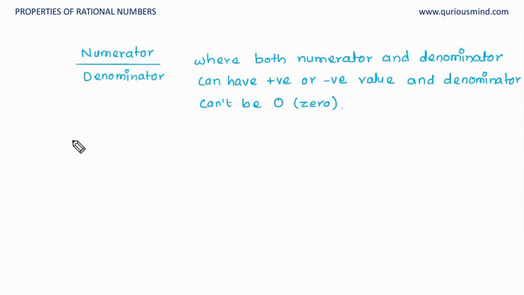So we saw I can write a rational number as minus 3 upon 4, or I can write it as 3 upon minus 4. Or I can have a rational number minus 3 upon minus 4, or even 3 upon 4. So here numerator is negative, denominator is positive. Numerator is positive, denominator is negative. Both numerator and denominator are negative. Both numerator and denominator are positive. And let's say in this case, numerator is 0. So these are all possible combinations of rational numbers.